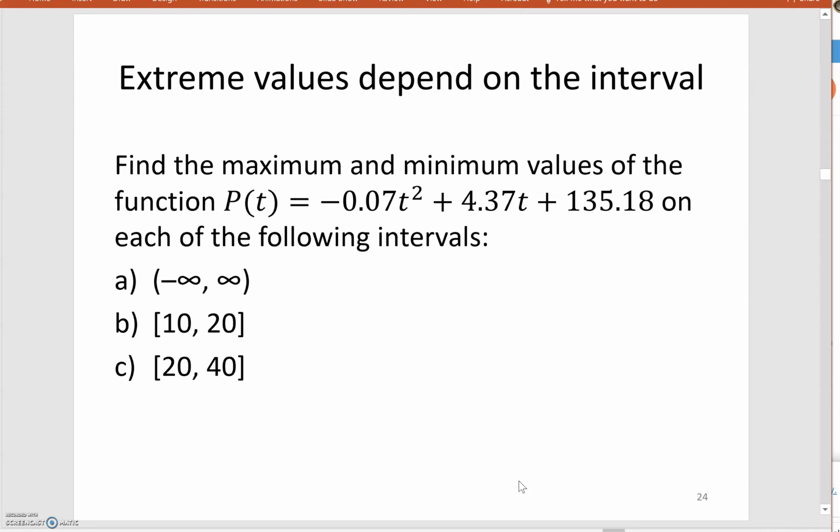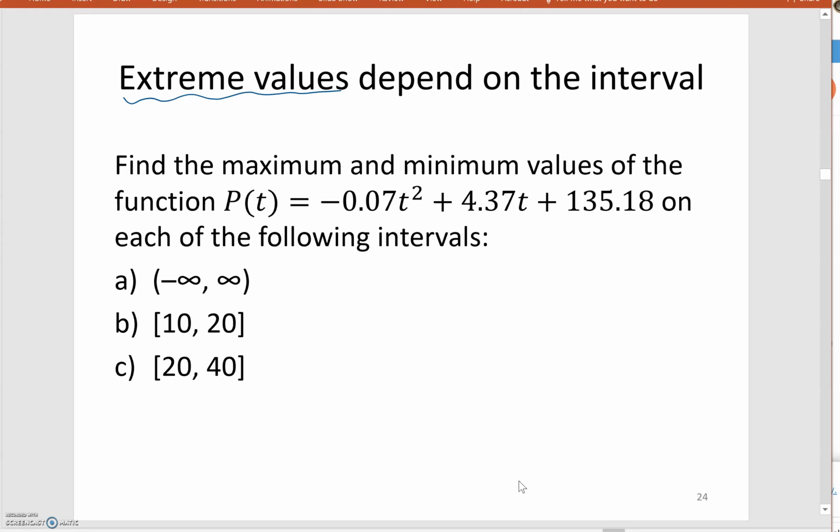Now let's look a bit closer. This is the same model, but we want to talk a little bit further about this question of maxes and mins and generally what we call extreme values. The phrase to remember here is that the extreme values depend on the interval on which we are looking for the extreme values. So let's find the maximum and minimum values of this function on each of the following intervals. And you're going to see that the maxes and mins will change depending on the interval.